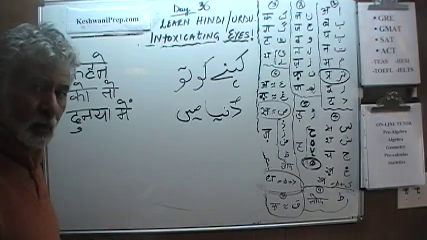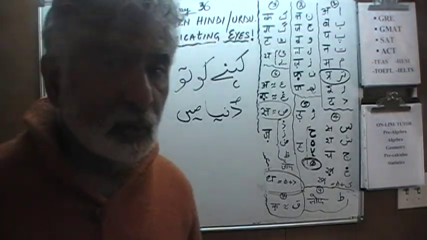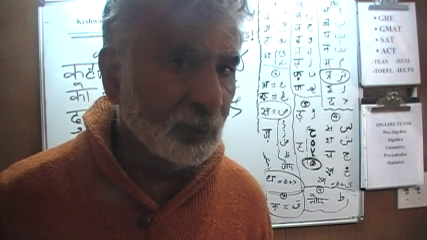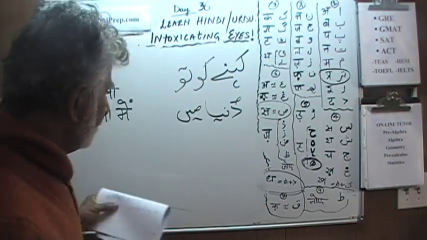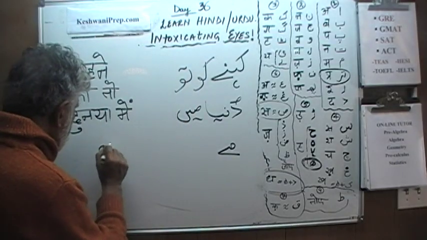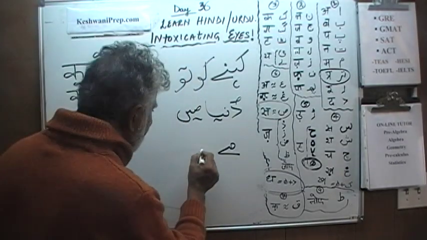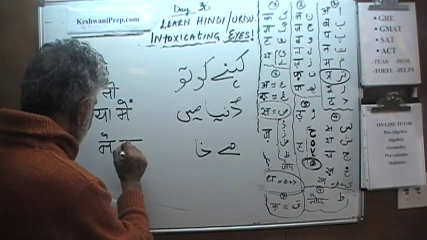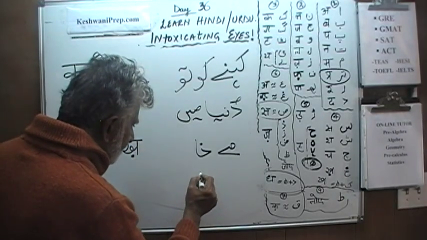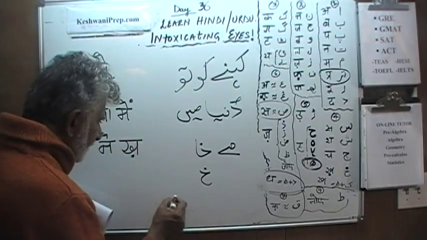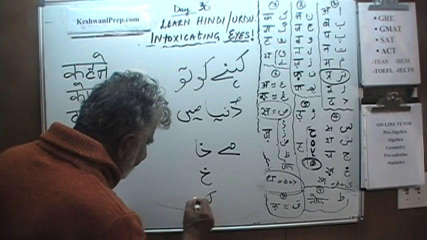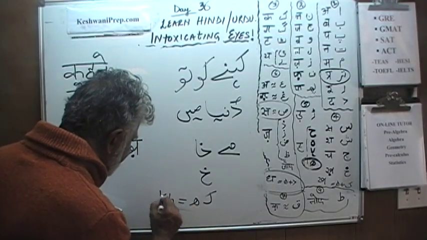Here's the word. A word we learned when we were doing the nun gunna. I wish I had made a note of which day it was. But we learned this word, mekhana. Me. And then khana. Kha, which is this kha with a dot. It is not this kha. This is K and H.